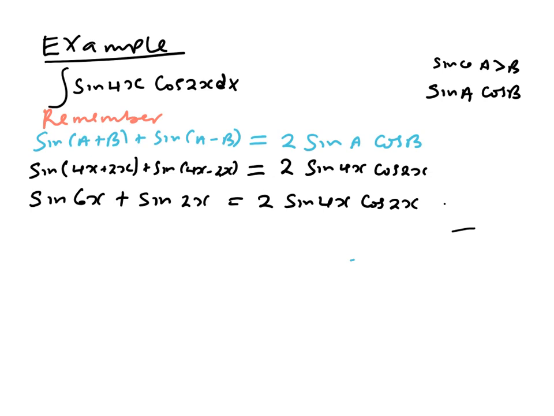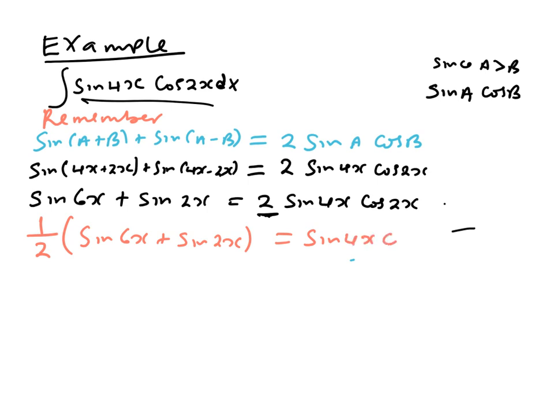But when you check the question here, we don't have this constant 2. So what we do, we divide and have a half. Let me use black. If you have a half of sine 6x plus sine 2x, then it will give you sine 4x cosine of 2x dx.